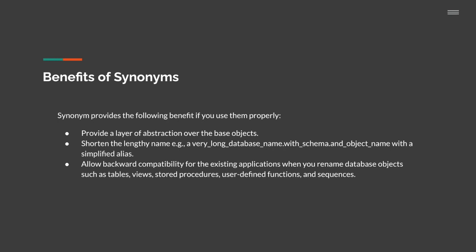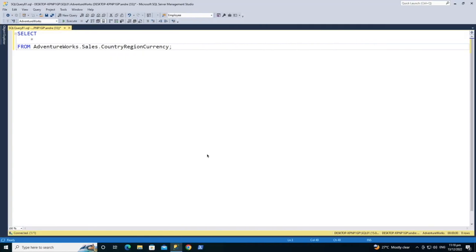Let's take a look at this in practice to get a better understanding as to how we go about creating a synonym as well as using a synonym. So today we'll be looking at our country, region, currency table, and this table is located in the Adventure Works database in the sales schema.